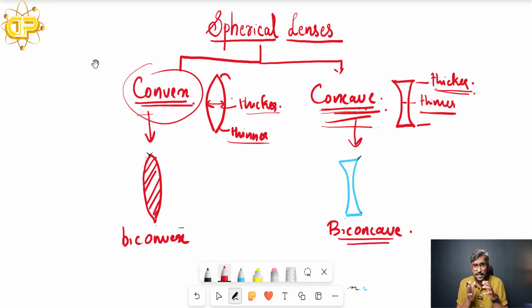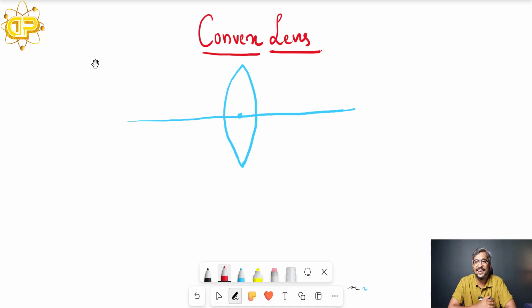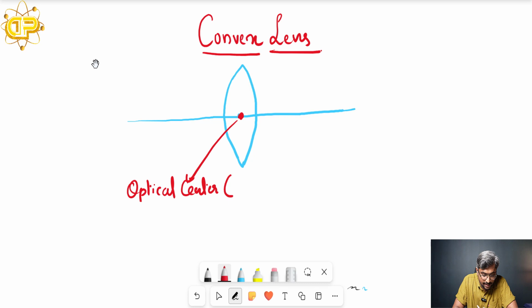So now we can see the different terms related to these lenses. Here comes a convex lens. The center of the convex lens is known as the optical center, and it is denoted by the letter C, or in some books you can see it is denoted by the letter O, which represents the optical center. Whereas in the mirror case, it was not the optical center, instead it was the pole.